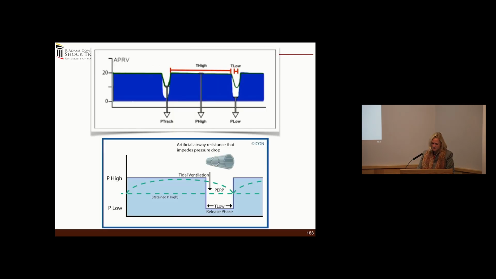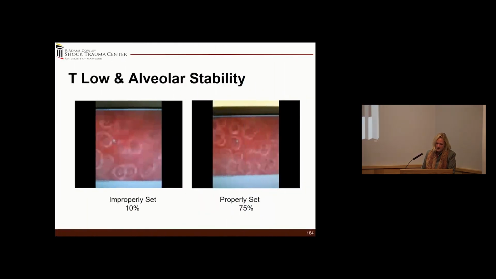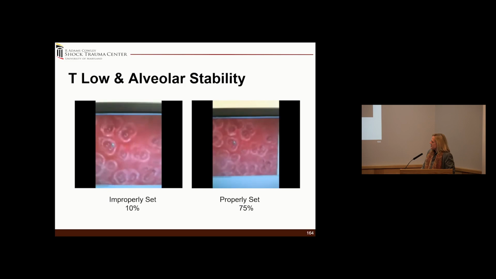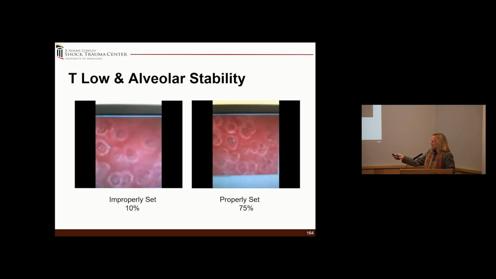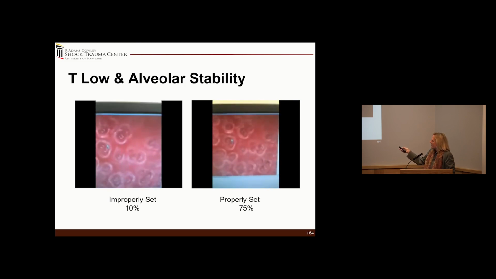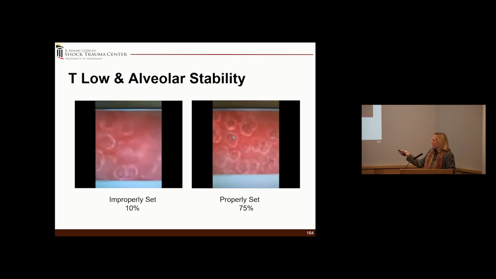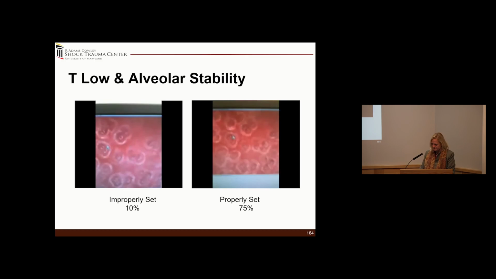So if we look here, we went through this and we showed that actually it retains end expiratory lung volume. And if you look here, this is an improperly set T low, and you can see a lot of alveolar collapse versus a properly set T low. And these are both with P low set to 0.